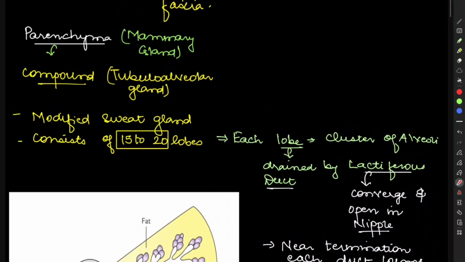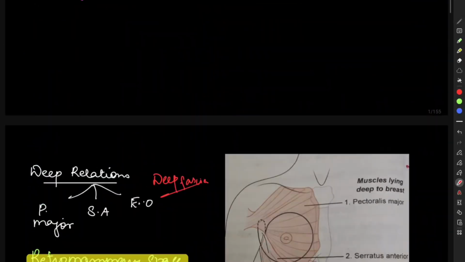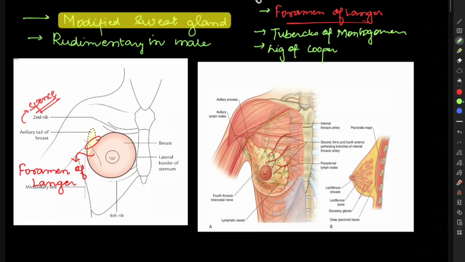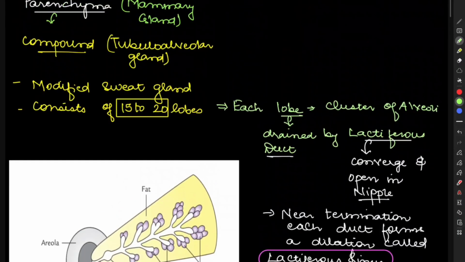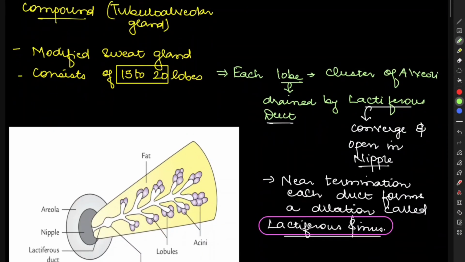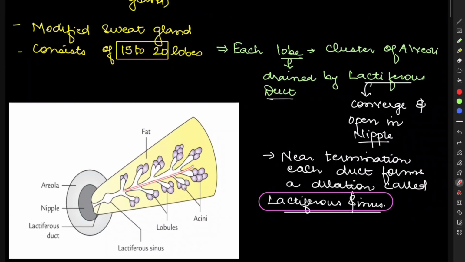So, our next term to remember is the lactiferous sinus, which we will see in our parenchyma. At the end of the video, I will revise all these terms once again. So, what is in the parenchyma? Parenchyma is our main mammary gland, which is made up of 15 to 20 mammary lobes. Each mammary lobe is made up of acini, and the mammary lobes are drained by the lactiferous duct. This lactiferous duct forms a dilation towards the end of the nipple, which is called the lactiferous sinus.